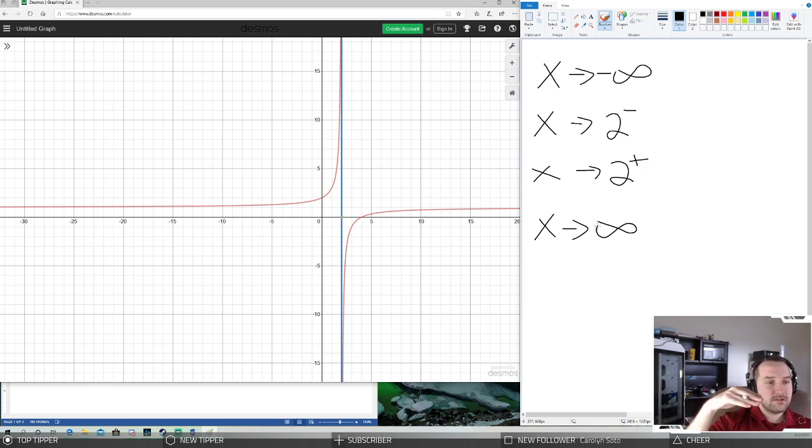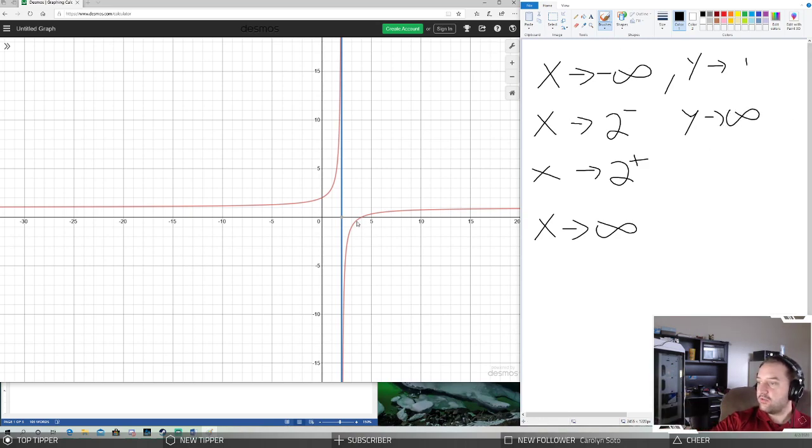Now that I've established every little value that my x is doing, now it's much easier to say, okay, for each of those x's, what is my y doing? So for my x going to negative infinity, where is it going for y? Well, it's approaching 1. So I'm going to say y is going to 1. You could also say f of x. For it approaching 2 from the negative, it's going up forever. So I'm going to say my y is going to positive infinity.